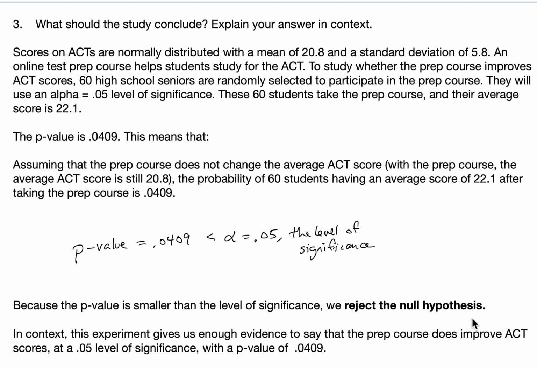Remember, the null hypothesis was that scores on ACTs are unchanged by this prep course. The alternative hypothesis was that the prep course improves the scores. So we are rejecting the null hypothesis. We're saying this is enough evidence to say that the prep course really does improve scores on the ACT. In context, this experiment gives us enough evidence to say that the prep course does improve ACT scores at an alpha equals 0.05 level of significance, with a p-value of 0.0409.